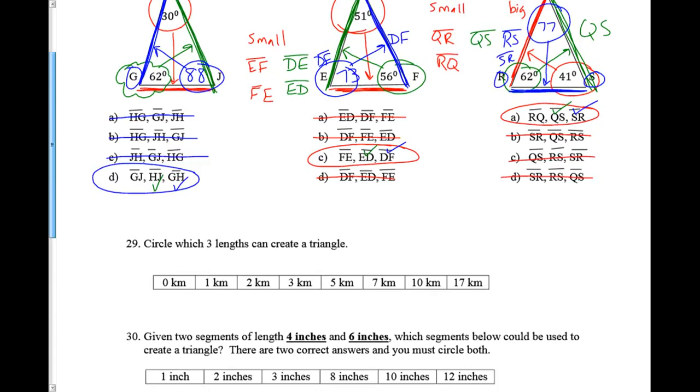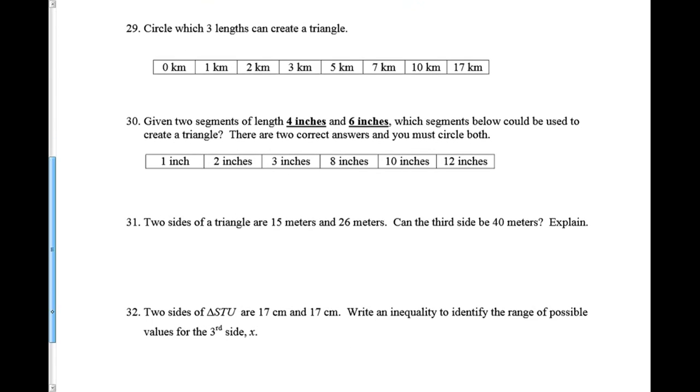Question number 29. Circle which 3 lengths can create a triangle. So there's a couple ways to do this. One is to just go along the way and figure out, well, can these 3 lengths make a triangle? For example, first of all, I can't have a length of a triangle be 0, so I can eliminate that one. Now, in order to create a triangle, if I add the two smallest pieces, that has to be bigger than the big piece.